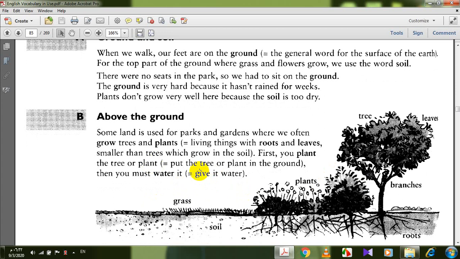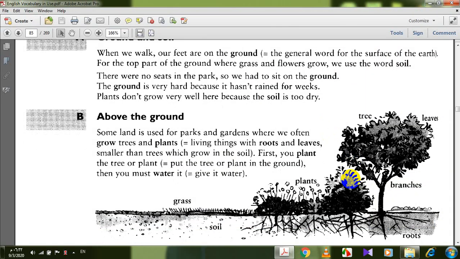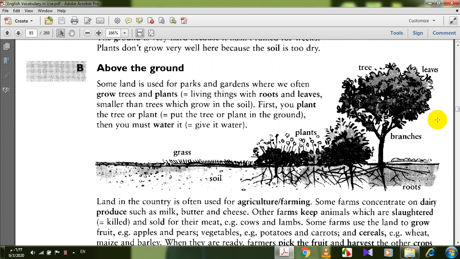So this is above the ground. Here, tree, leaves, branches. Roots are under the ground. These are plants. Plants are smaller than trees. So these are plants, these are trees. This is grass. This is the soil. Roots. Good.